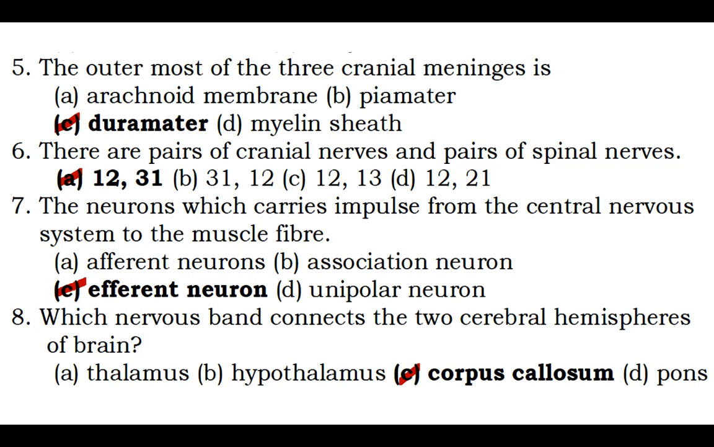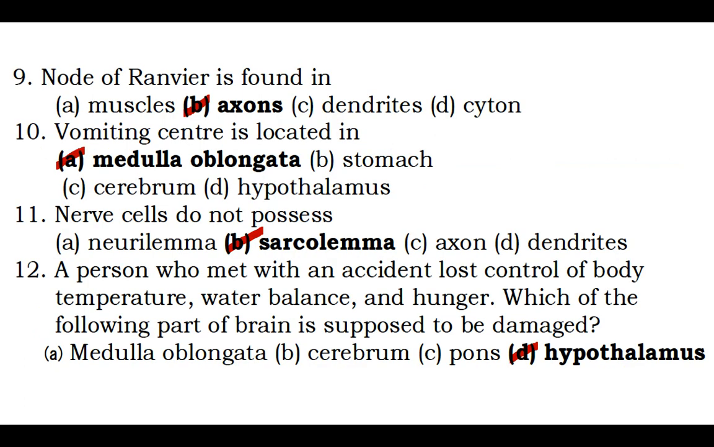Question number 8. Which nervous band connects the 2 cerebral hemispheres of brain? Option C, corpus callosum. Question number 9. Node of Ranvier is found in option B, axons. Question number 10. Vomiting center is located in option A, medulla oblongata. Question number 11. Nerve cells do not possess option B, sarcolemma.